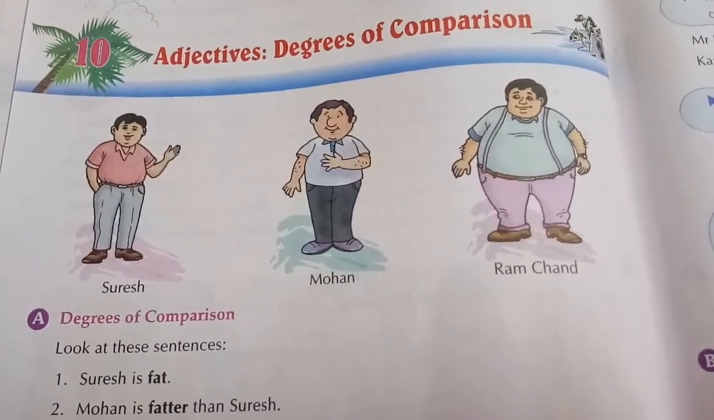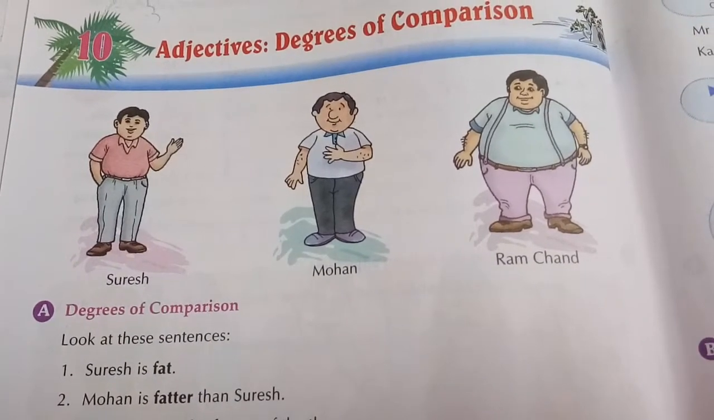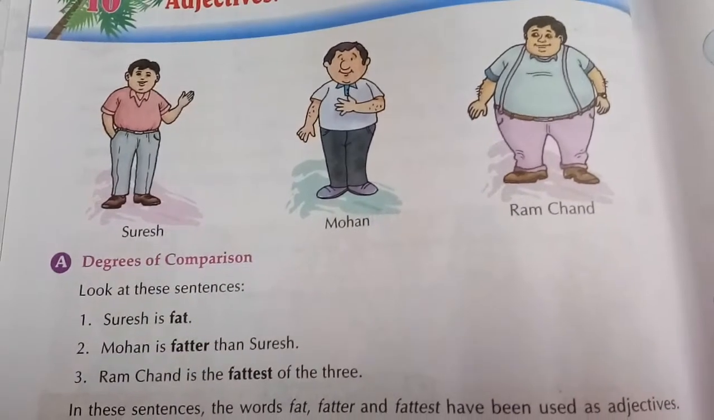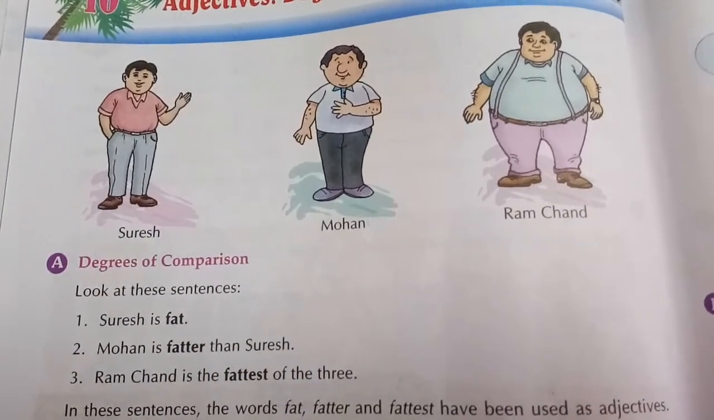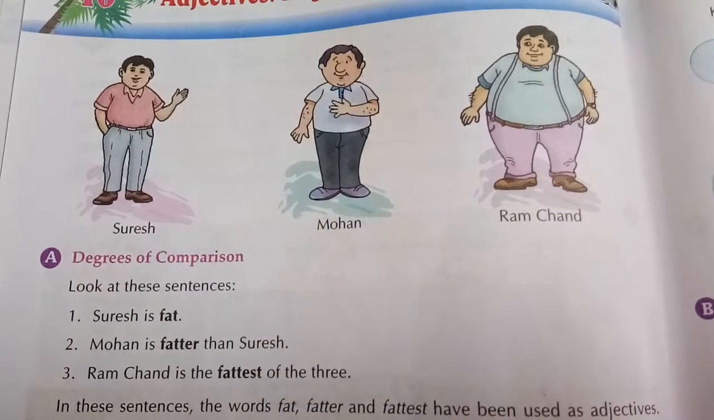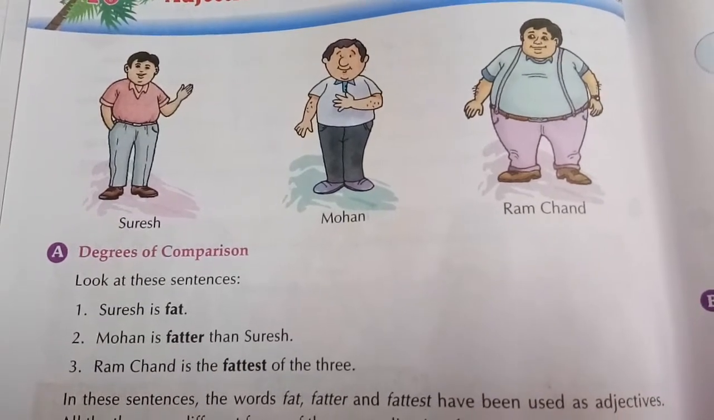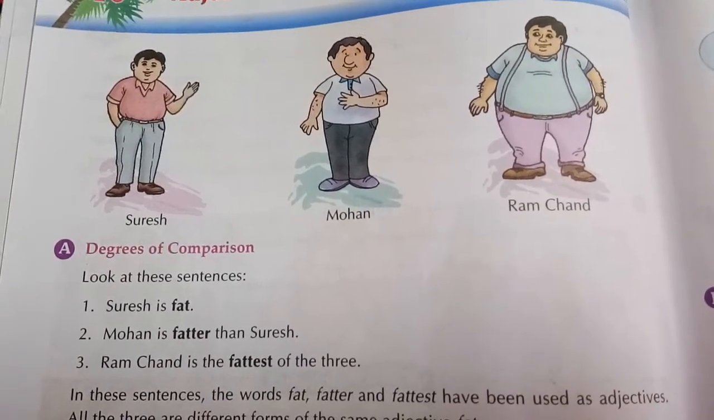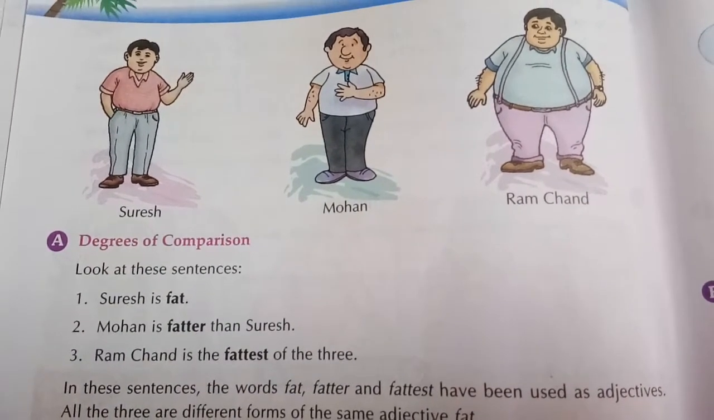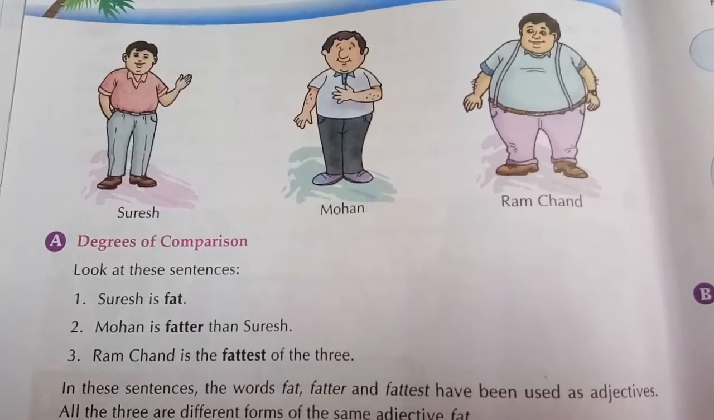Here you can see three pictures. One is Suresh, the other one is Mohan, third one is Ramchand. Suresh is fat, Mohan is fatter than Suresh, and Ramchand is fattest of the three. Could you get something? Okay. Suresh, if we do not compare him with anyone, we can say he is fat. If we compare Suresh and Mohan, means two people, Mohan is fatter than Suresh.